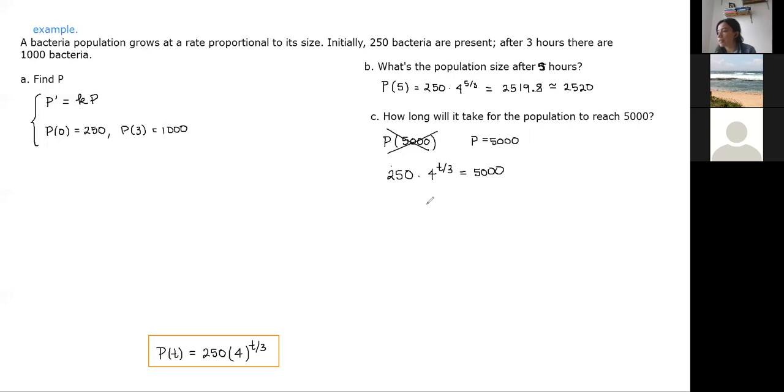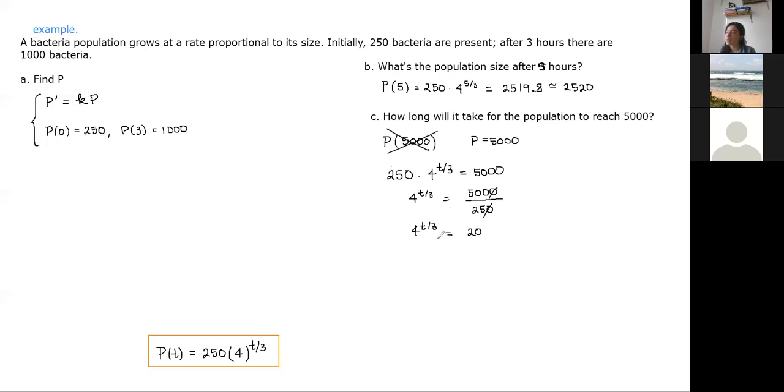And that means that I'm going to be solving the equation 4 to the power of T over 3 is equal to 5,000 over 250, which is the same as 500 over 25, and that is the same as 50 over 25 times 10, which is 20. And so that means 4 to the power of T over 3 is going to be equal to 20. This is what we're trying to solve. So we're trying to find the value of T such that 4 to the power of T over 3 is going to be equal to 20.